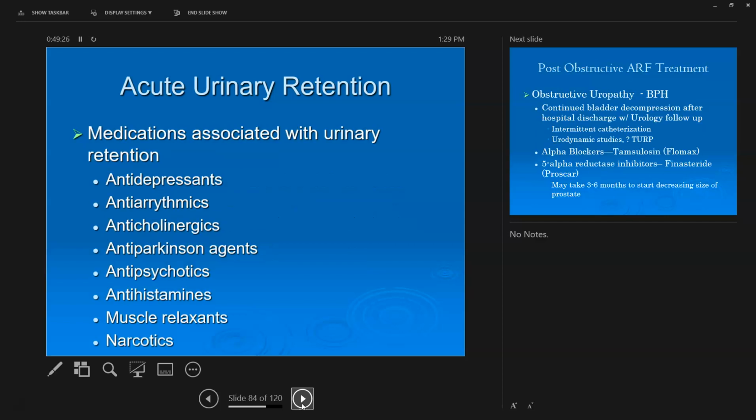Also, if they have acute urinary retention, lots of urine in the bladder, look at their medication list. You think about all of these different medications that can cause urinary retention. And so you may need to be eliminating some of these classes of medications from their profile.